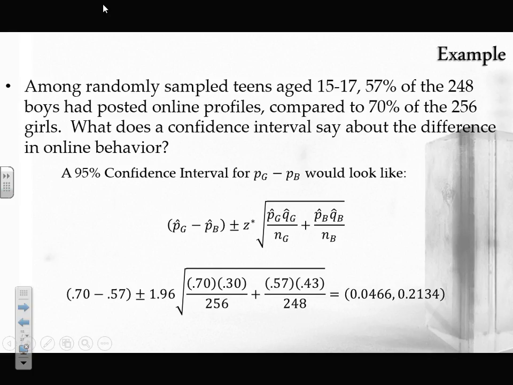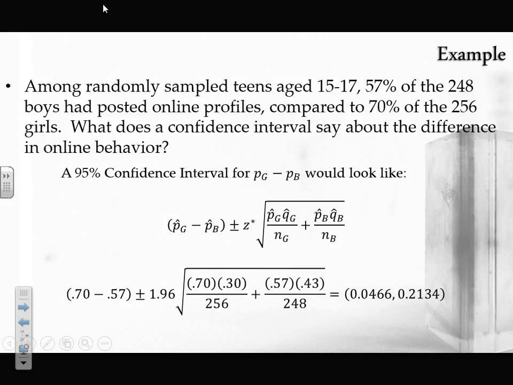And so once you do that, and simplify it all down, we get an interval of 0.0466 to 0.2134. Okay. Now, at this point, we would need to interpret what this confidence interval says. So previously, when we were looking at one proportion, we would have said we're 95% confident that the true proportion of whatever was between, in this case, 4.6% and 21.3%. Okay? Or we would have said we're 95% confident that the true proportion is captured by this interval or whatever.